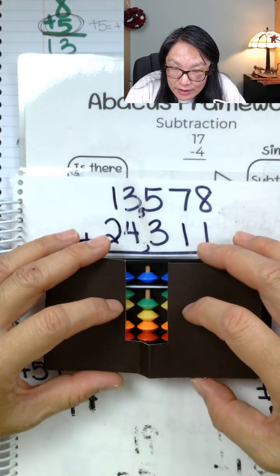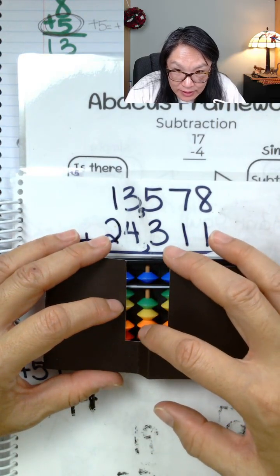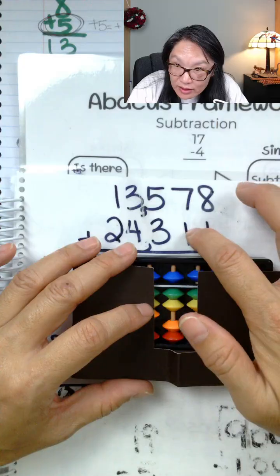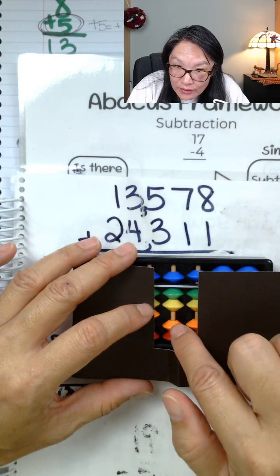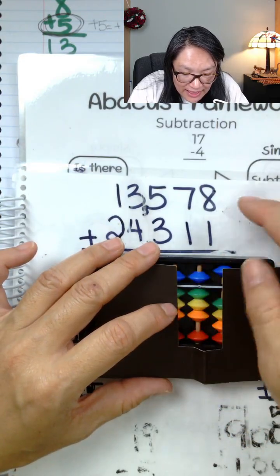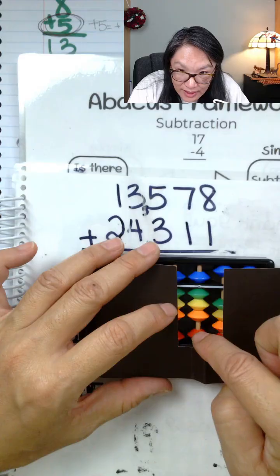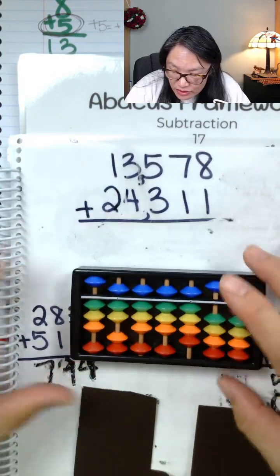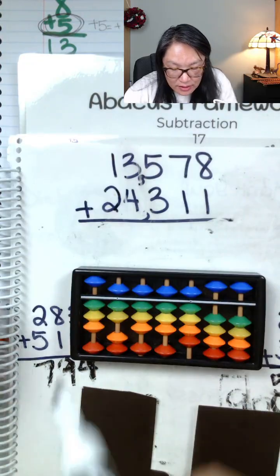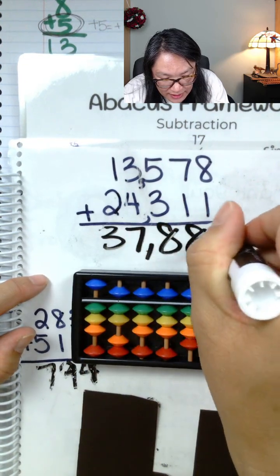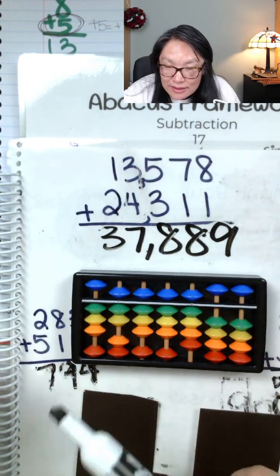Can I add the 3? Yes, I add the 3. Can I add the 1? I'm over here. 7, add the 1. This is 8. Add the 1. Yes. So what is my final answer? My final answer is 37,889. Easy.